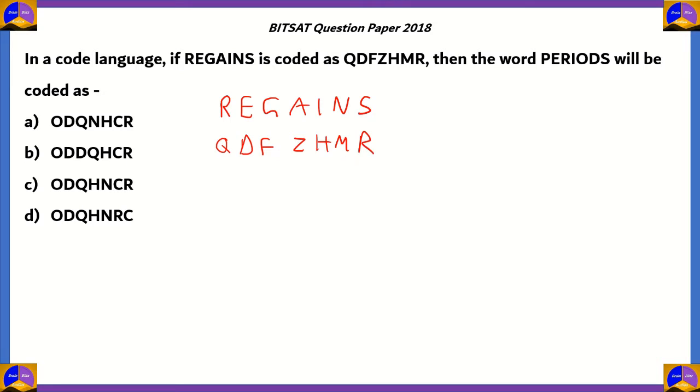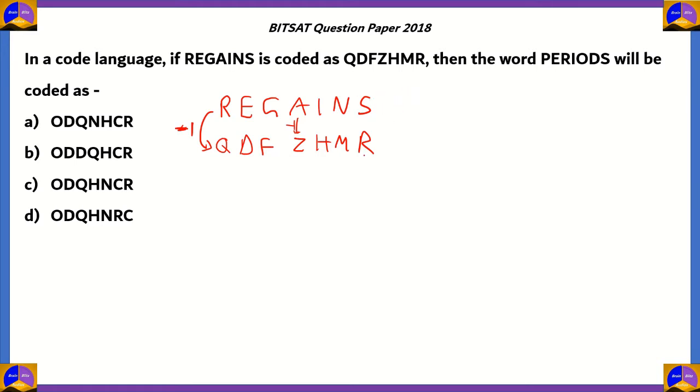Now notice that the letter Q comes before the letter R. The letter D comes before the letter E, and so on. So the relation here is the previous letter is used for that particular spot. The only exception here is with A and Z, because since A is the first letter, we move on to the last letter of the alphabet, that is Z. So that is how we code the word regains.